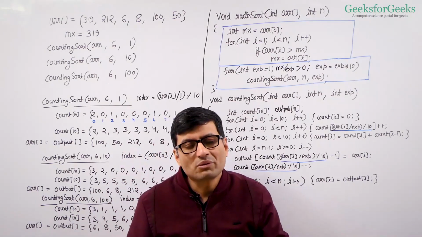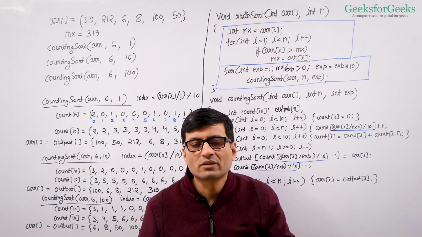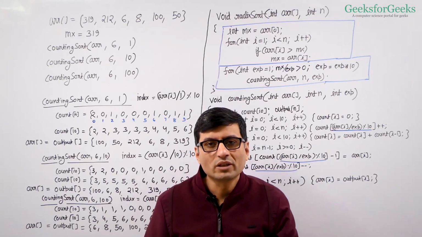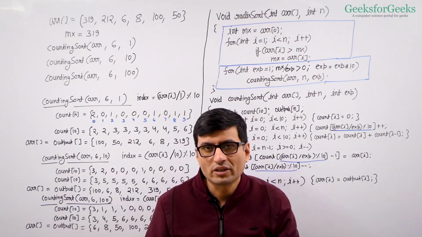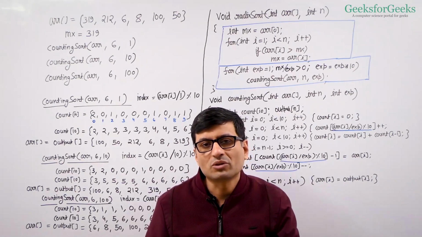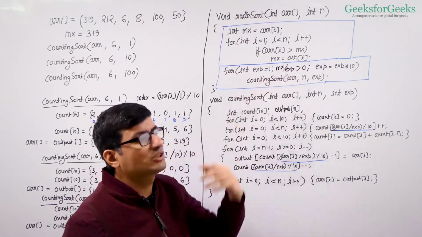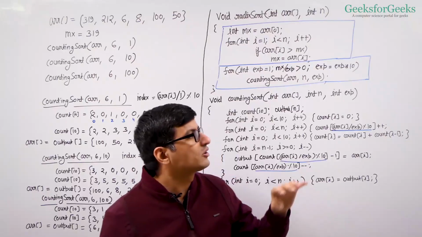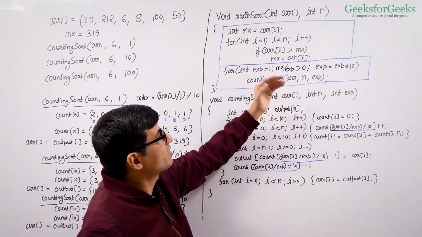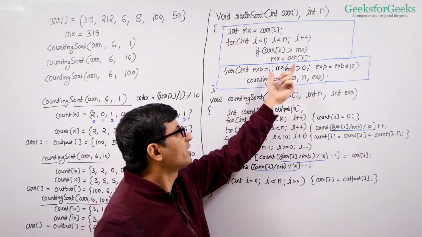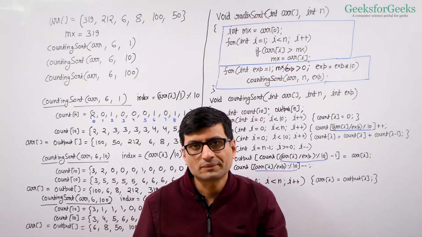So if your maximum number mx is 319, then how many times will this loop run? This loop will run for exp equal to 1. This will run for exp equal to 10. Then it will run for exp equal to 100. It will not run for exp equal to 1000, because when exp becomes 1000, 319 divided by 1000 will be 0. So that's the logic we have implemented here. We have an exp variable which is a power of 10, and we run this loop only equal to the number of digits in your maximum number.